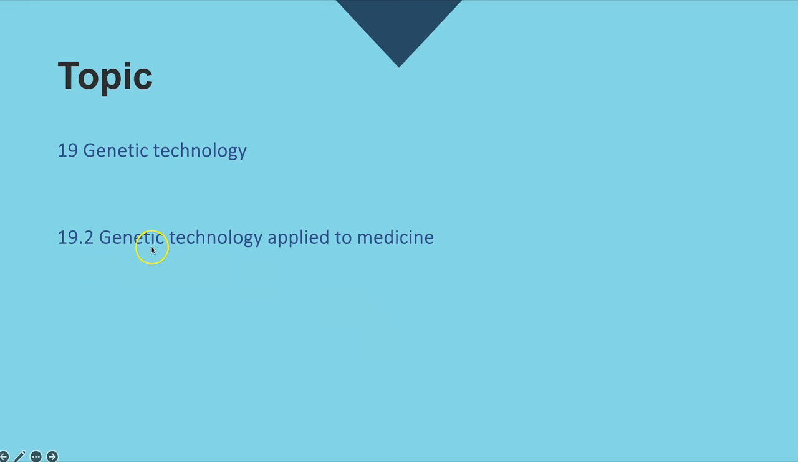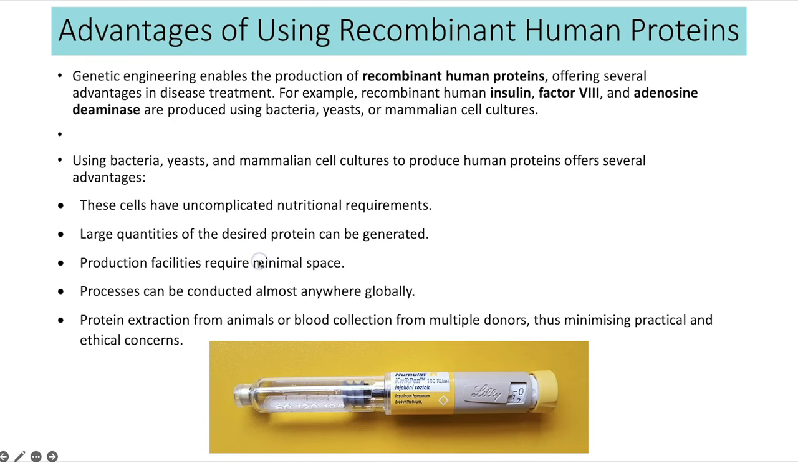Then we go on to 19.2, genetic technology applied to medicine. So there are advantages of using this recombinant technology. Genetic engineering enables the production of recombinant human proteins, offering several advantages in the treatment of diseases. And here are just 3 examples of proteins that have been created using bacteria, yeast, or even mammalian cell cultures. And using these bacteria, yeast, and mammalian cell cultures, producing these human proteins has several advantages.